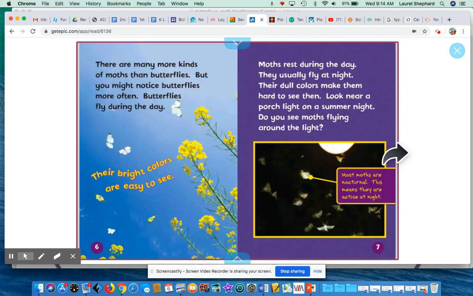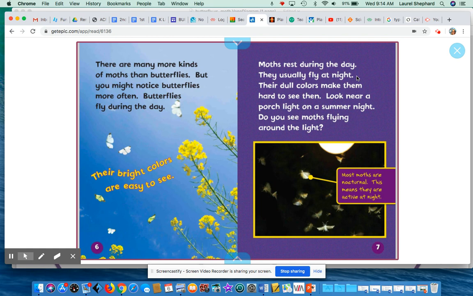I'm turning the page. There are many more kinds of moths than butterflies, but you might notice butterflies more often. Butterflies fly during the day. Moths rest during the day and they fly at night. Their dull colors make them hard to see. Look near a porch light on a summer night. Do you see moths flying around the light?